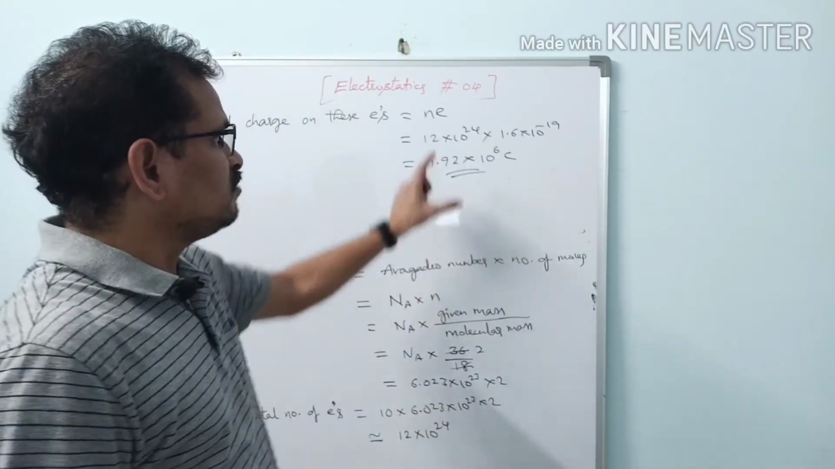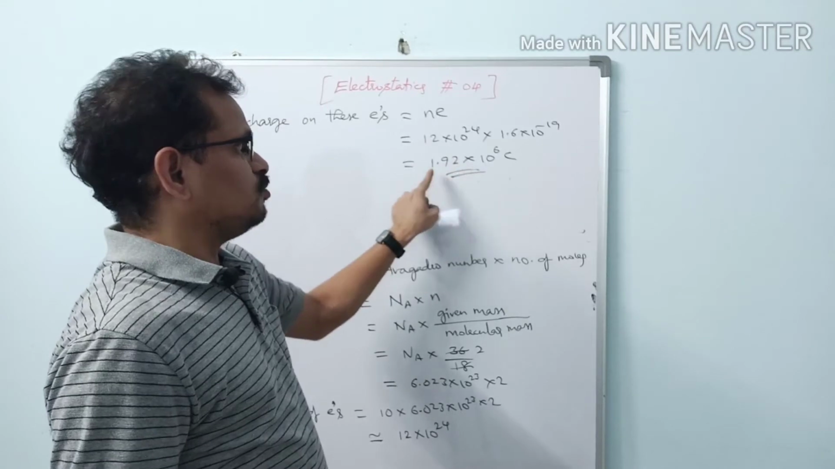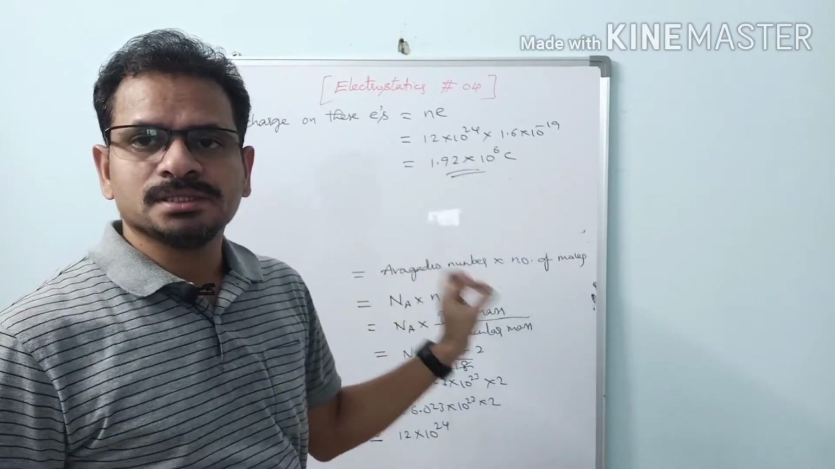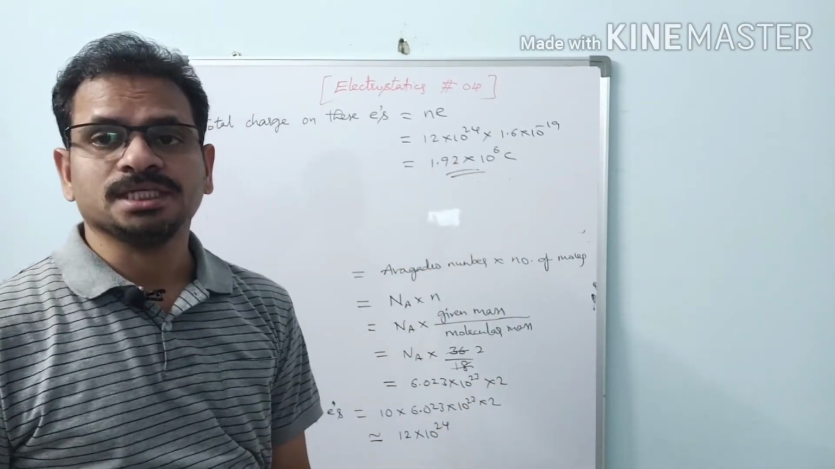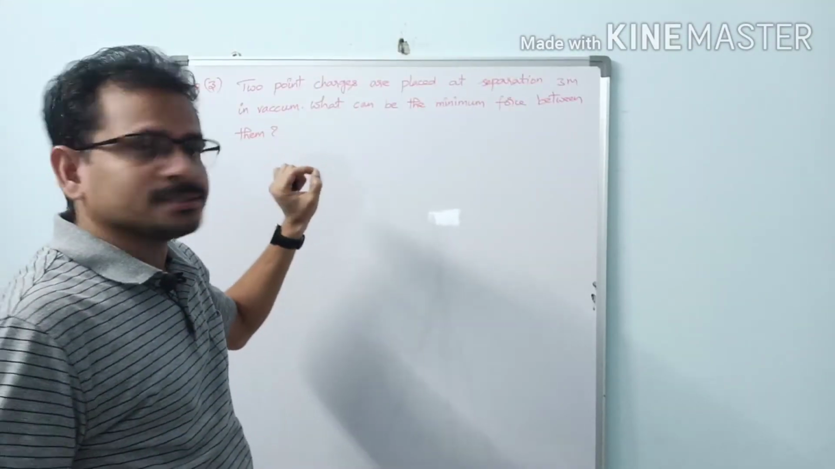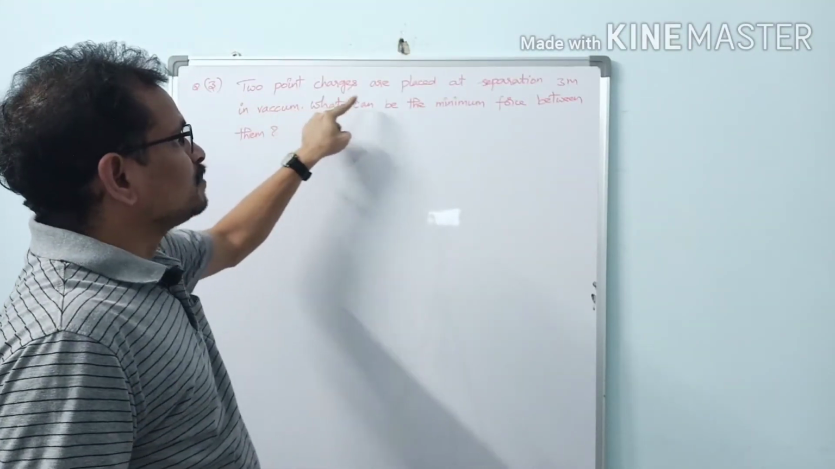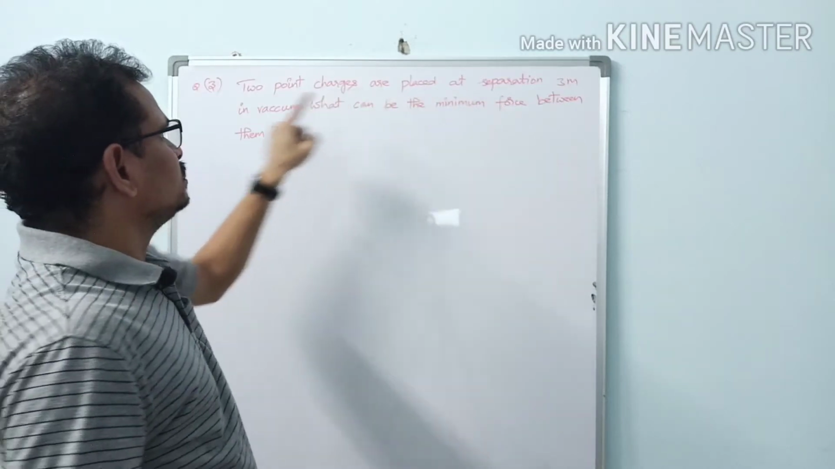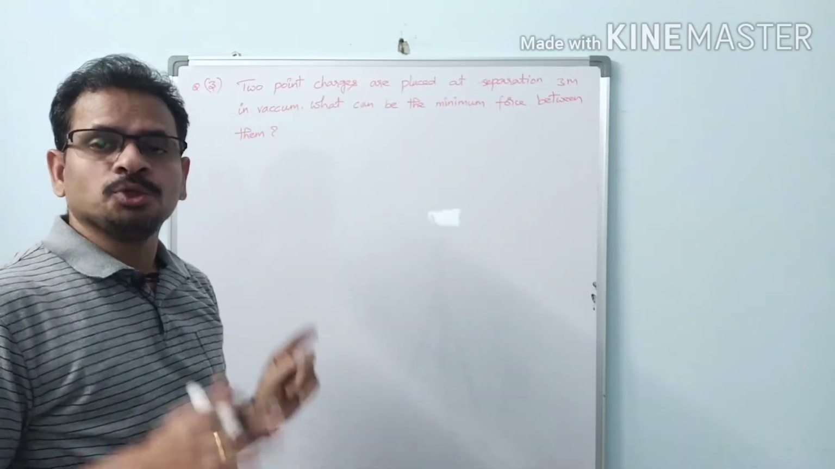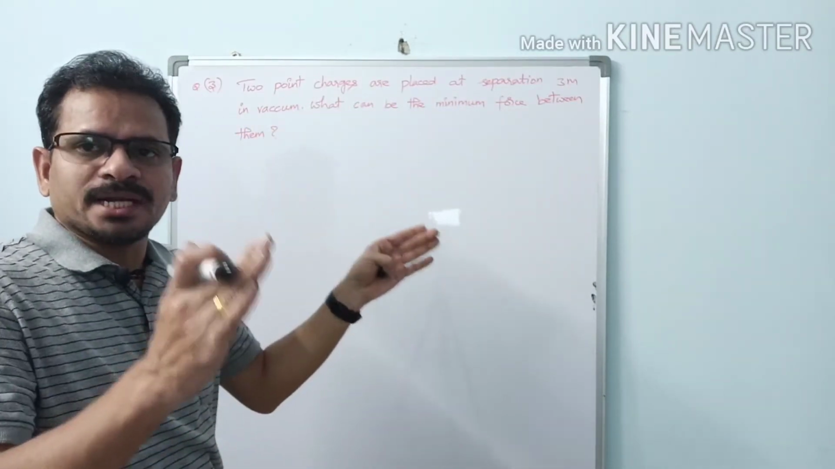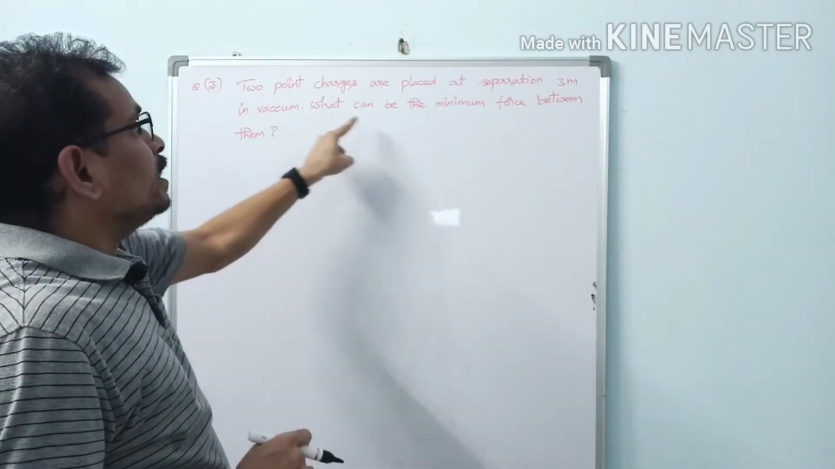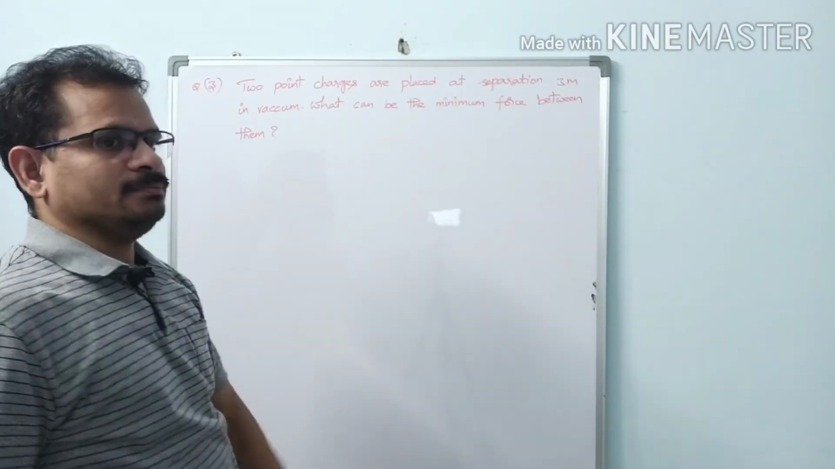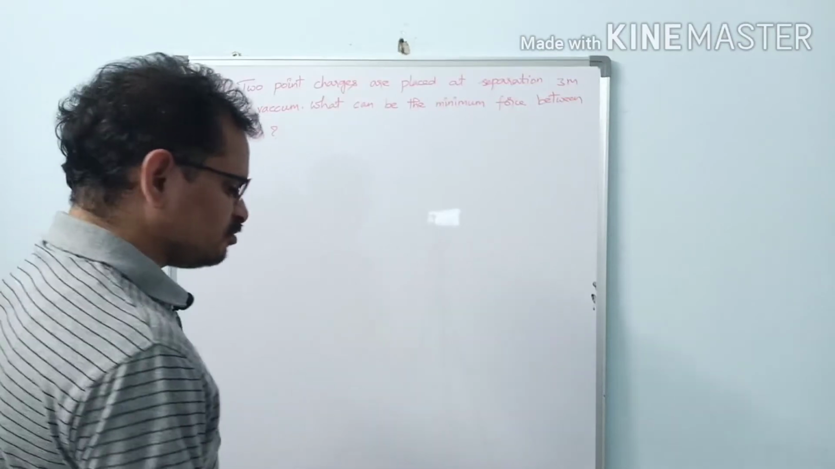So finally, solving this one, we are getting 1.6 into 10 power minus 19 coulombs of negative charge on an electron. Next question: two point charges are placed at a separation of 3 meters in vacuum. What can be the minimum force between them? Let us check.